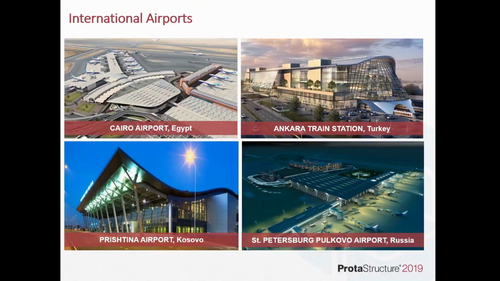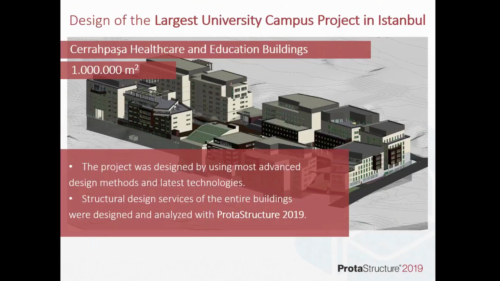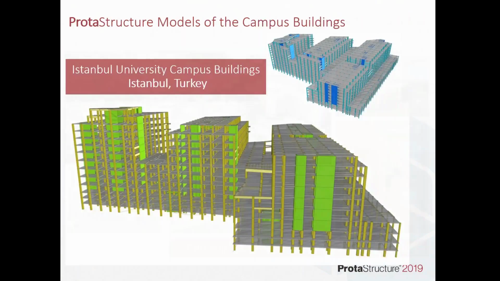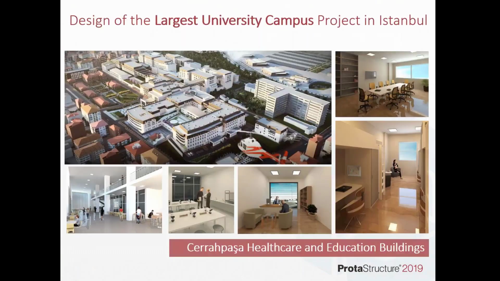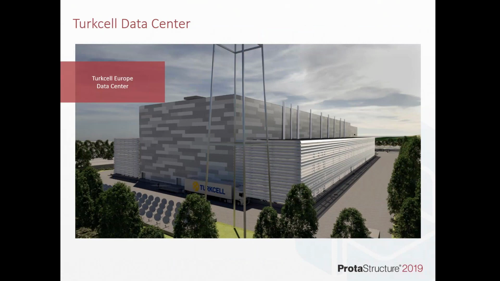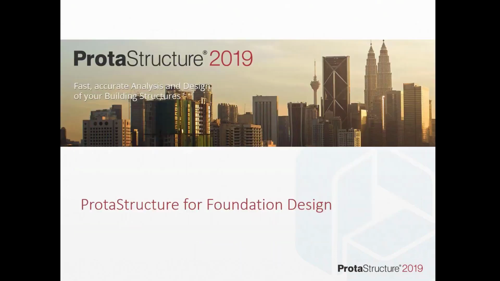So the technology is being used on a range of interesting projects around the world. These are some airports designed within the technology, very large hospitals, and campus buildings that have been used within ProtaStructure. You can see the final product there. This is the biggest university in Turkey. And as well as other interesting structures, things like data centers and so on, as the type of buildings being designed is evolving, and you've got sensitive facilities like data centers, we're also introducing technology to help support that. So today, I'm going to take you through foundation design in ProtaStructure 2019.